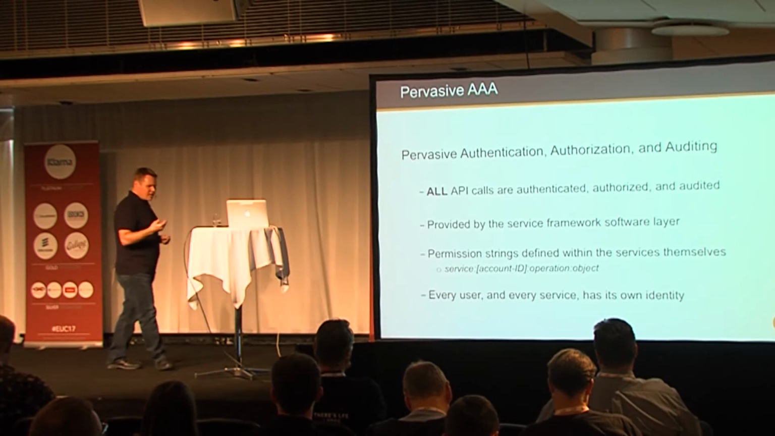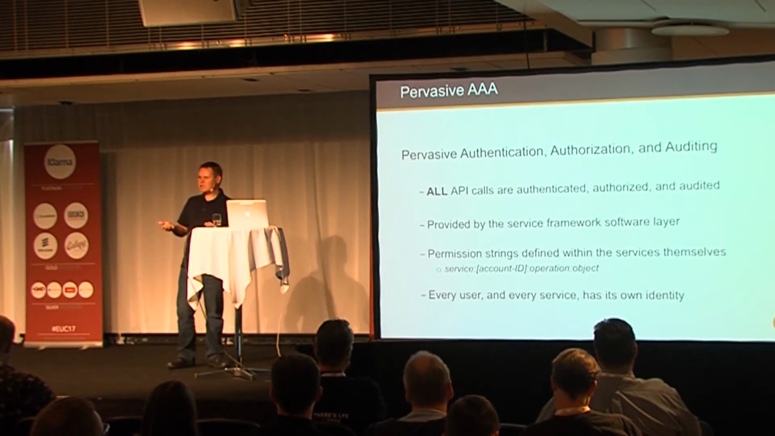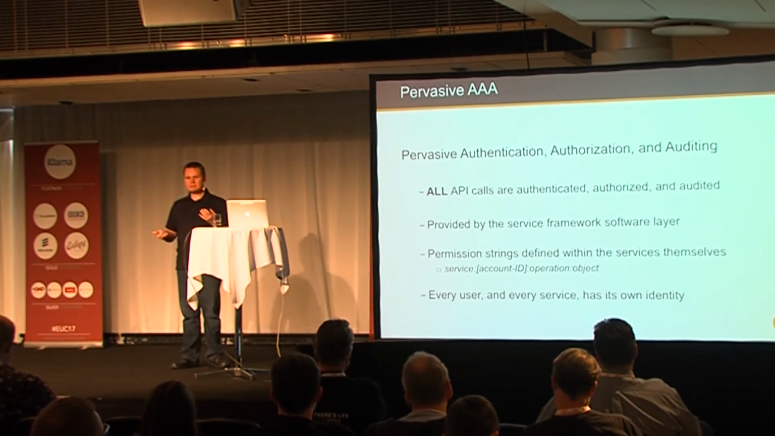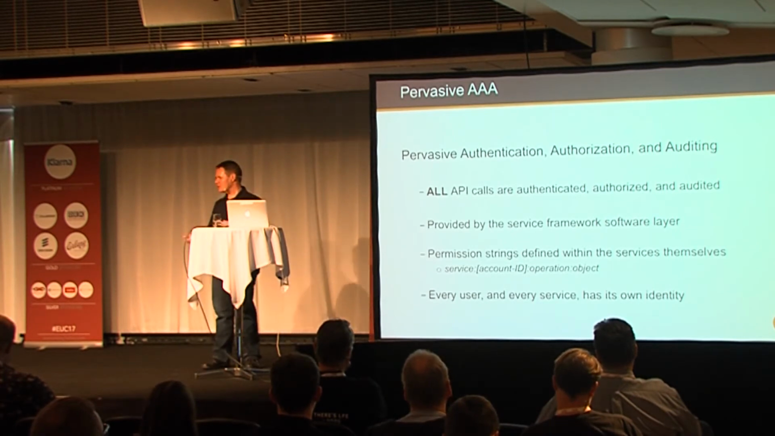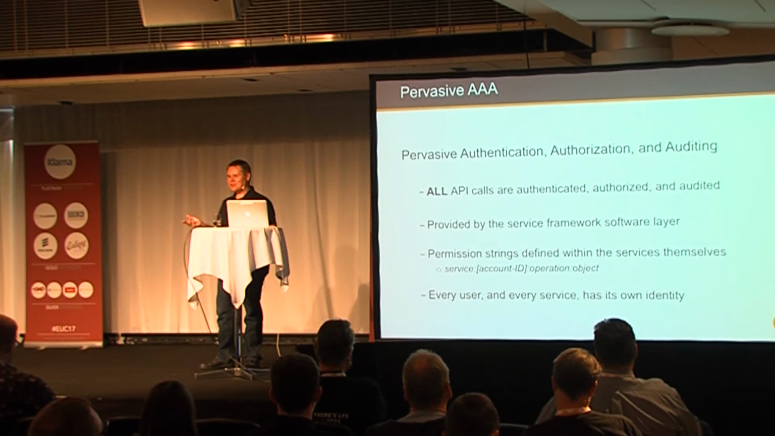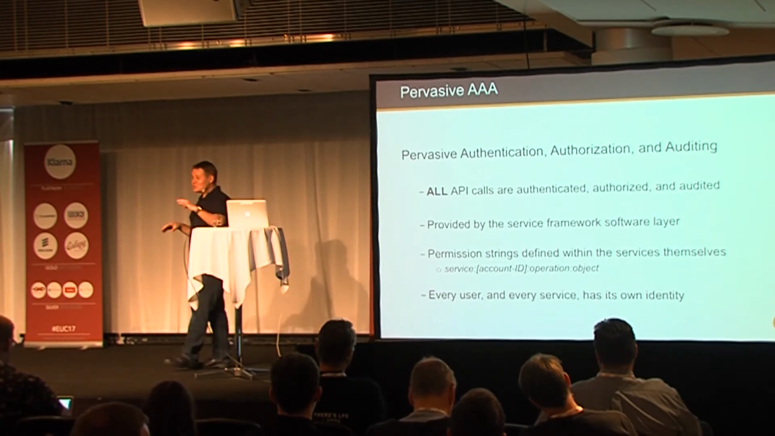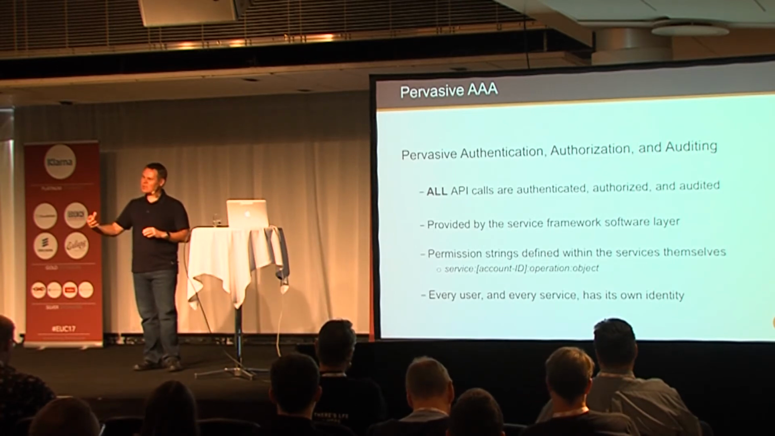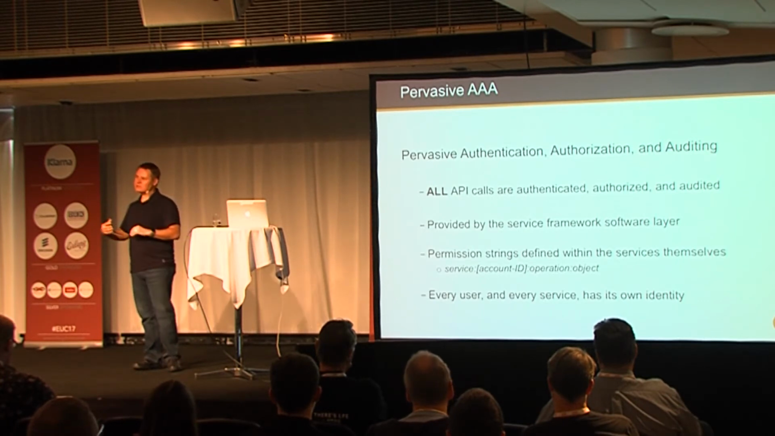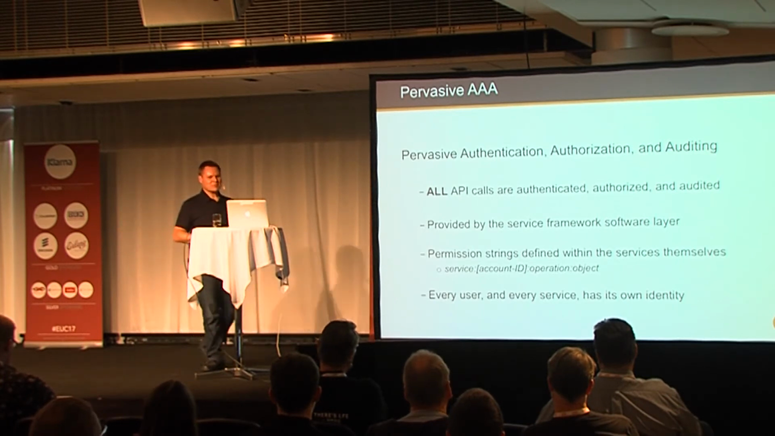We use kind of a very common way of defining these permissions, just like Amazon does and other places do. It's a colon-separated list, and you can have optional account identifiers, but the general idea is that it's a service and an operation, and you can figure out what things need that permission. The other thing is that every user in our system, every service in our system has its own identity. So if one backend service wants to talk to another service, it can either do it on behalf of an end user or it can do it on behalf of itself. And it's all treated the same.